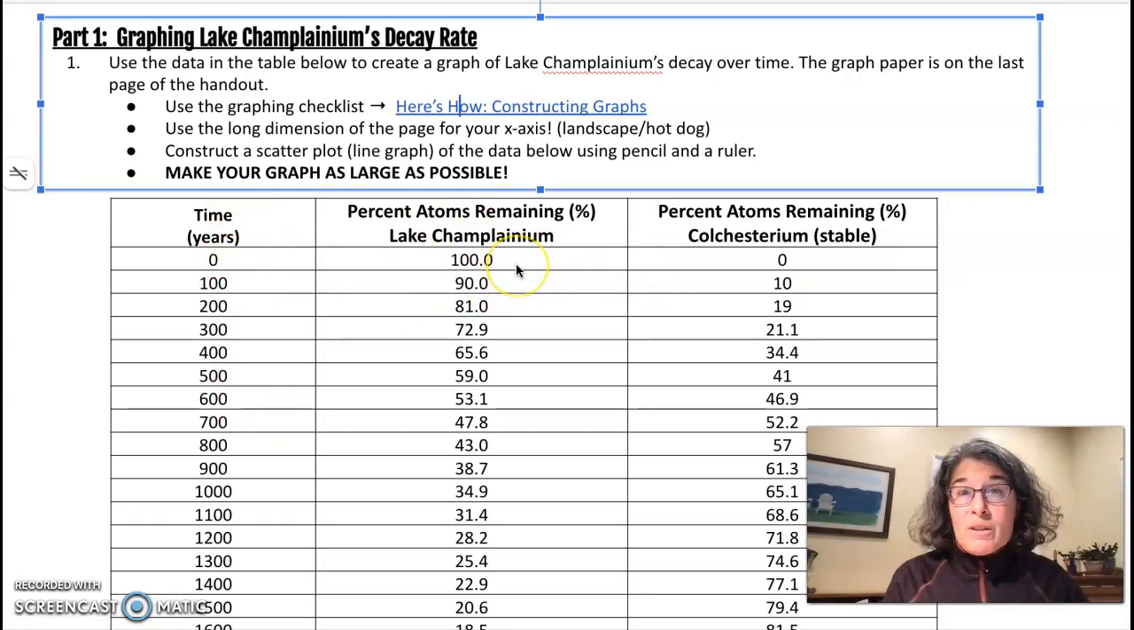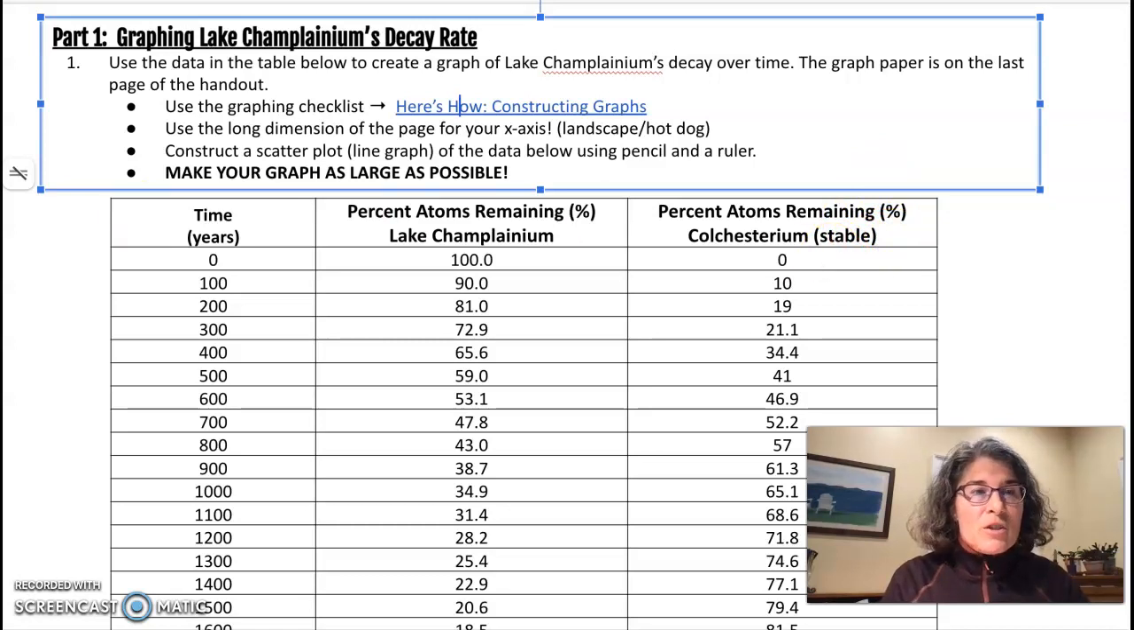As you go, because you have a large number of values here, I would use a little check mark next to each value as you've plotted it. So just check it right off on your data sheet, and that way you know you've plotted it on your data table. That's a good strategy whenever you're dealing with a data set or you're dealing with multiple steps in a science lab. Once you've plotted the number of Lake Champlain atoms remaining, go ahead and repeat the same process, graphing time in years versus number of Colchesterium atoms that are remaining.